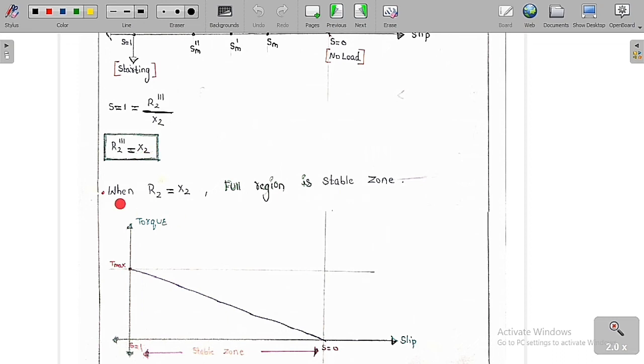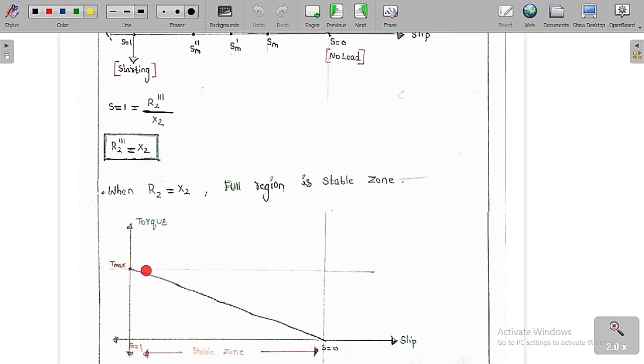So there is another new case. What happens if R2 is equal to X2? The full region is a stable zone. Whenever R2 is equal to X2, the full region is said to be the stable zone, because we can see clearly R2 equal to X2 means we are going to get the maximum torque. We are going to get the maximum torque at a slip Sm equal to R2 by X2, which is equal to 1. So at S equal to 1, we are going to get the starting torque itself equal to maximum torque.